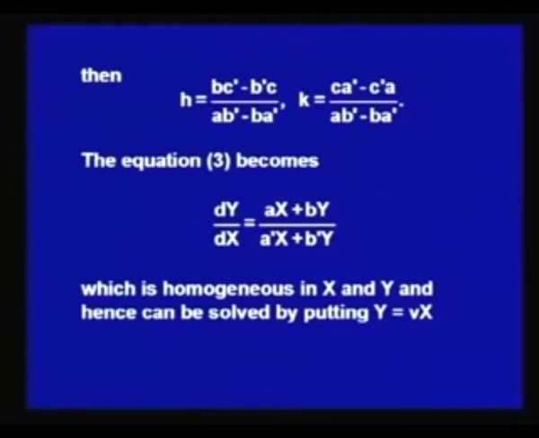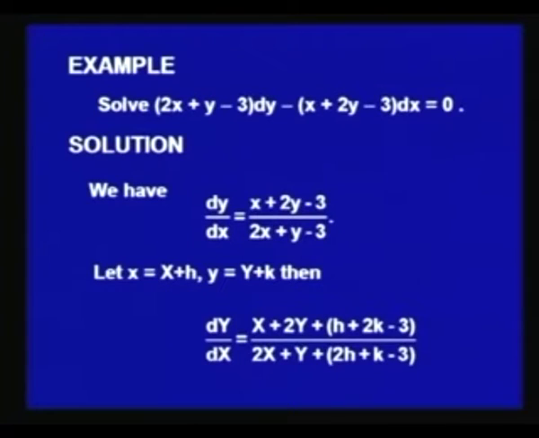The equation 3 now becomes dY by dX equal to aX plus bY over a dash X plus b dash Y, which is a homogeneous equation in the variables capital X and capital Y, and can then be solved by putting capital Y equal to v into capital X. Let us take an example of a differential equation of this category.